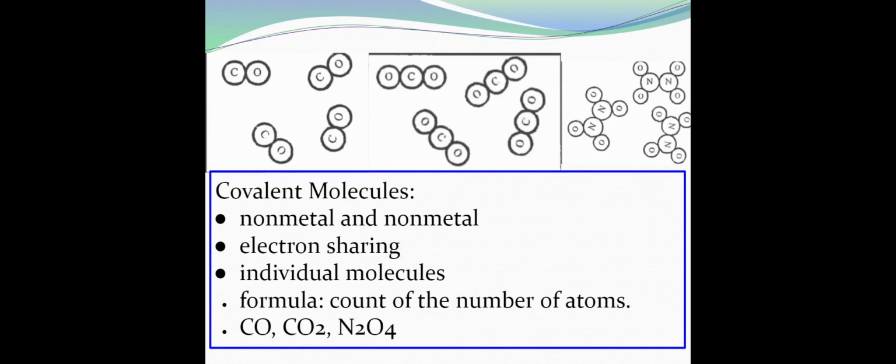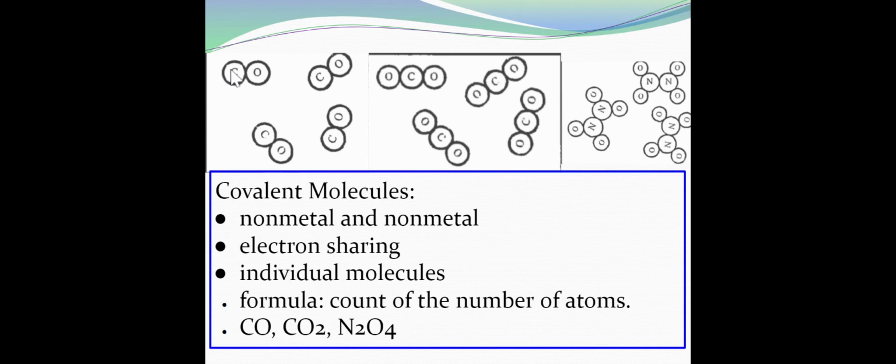So covalent bond molecules are different from ionic compounds. Covalent bonds are formed between nonmetal and nonmetal elements through electron sharing. And instead of forming a lattice structure, they stay next to each other. And this covalent molecule is normally an individual molecule, like each one of the molecules is separated from each other. Most of them are gases or liquids.